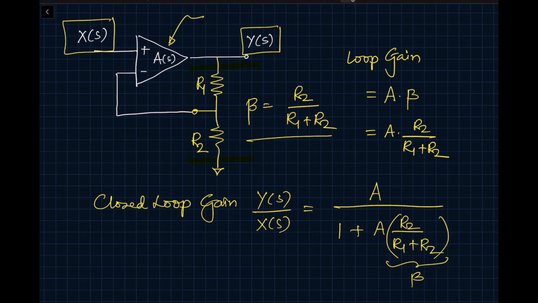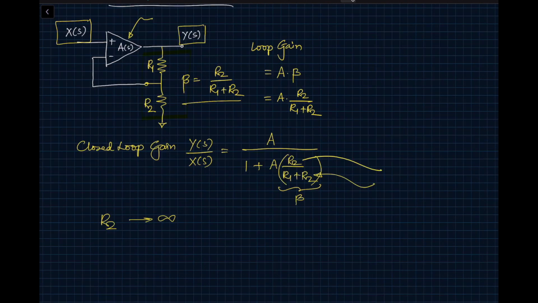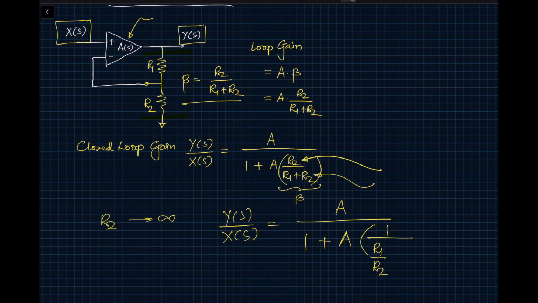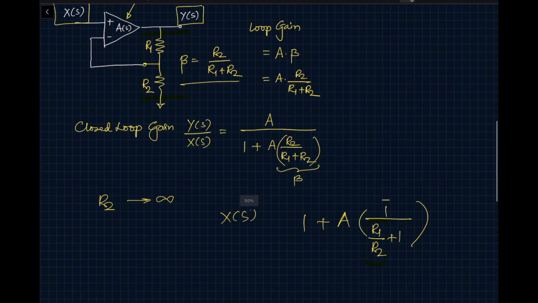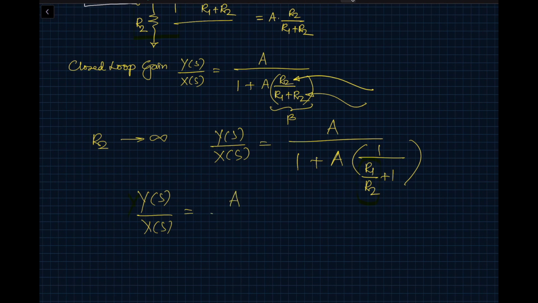Let's examine this particular circuit carefully. What if R2 goes to infinity? So in this case, if R2 goes to infinity, we can modify this transfer function as Y(s) divided by X(s) is equal to A divided by 1 plus A times 1 divided by (R1 divided by R2 plus 1). Now this makes it easy. When R2 goes to infinity, this particular term will go to 0. And we will get Y(s) divided by X(s) equal to A divided by 1 plus A, and that will be equal to 1 because we know A is very large.